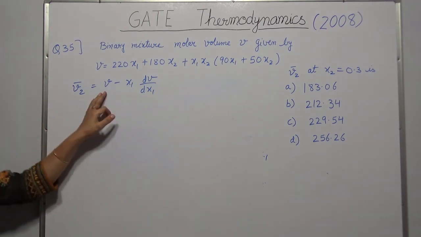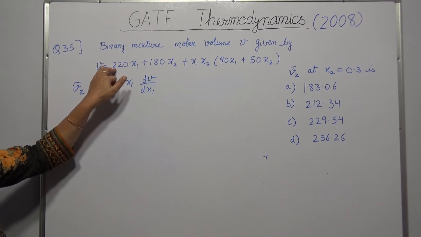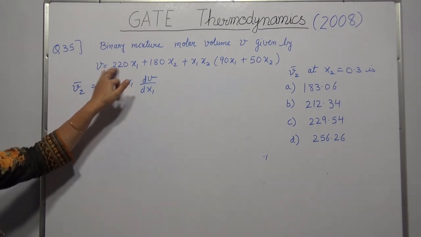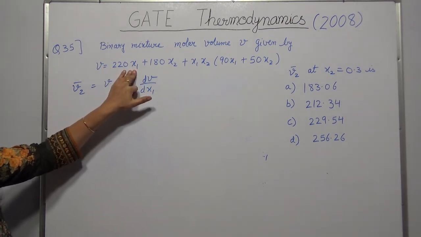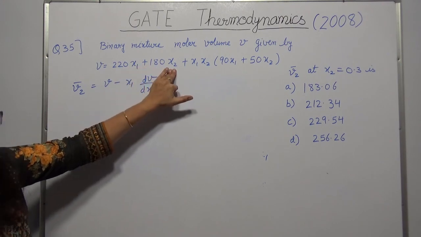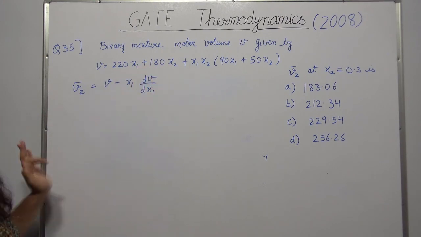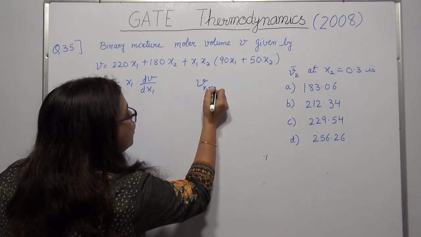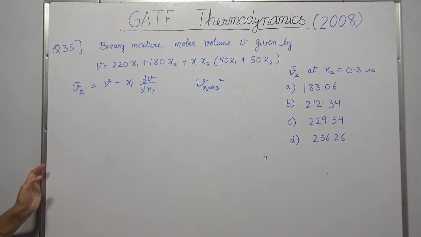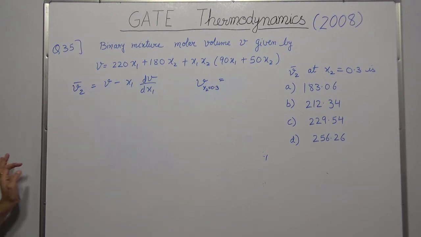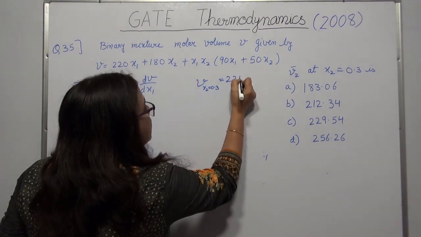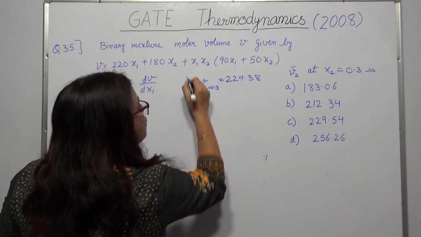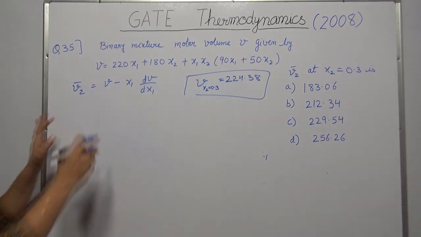Now let's first evaluate what V will be when x2 is equal to 0.3. Put the value of x1 as 0.7 and x2 as 0.3. Do the calculation and first evaluate this thing. What I get is basically 224.38. So this is the first term in this equation.